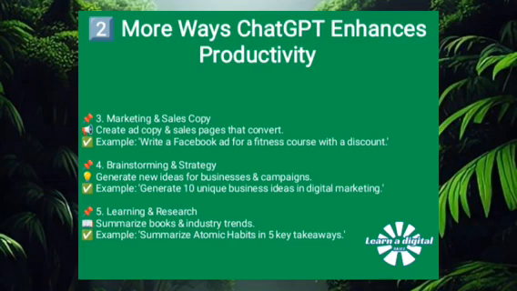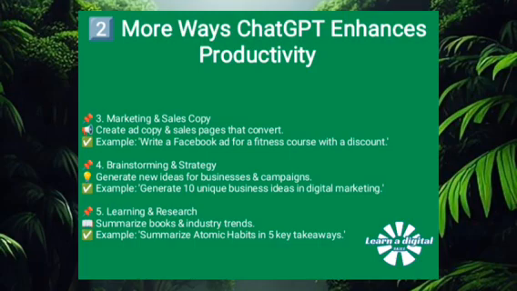Summarizes books and industry trends. Example, summarize Atomic Habits in 5 key takeaways. All right, so you can also go to ChatGPT and repeat these tasks. Please, I would like you to repeat them. For easy accessibility, you can use the app and go through it. As you copy the text, you paste it in there and then you see your result.